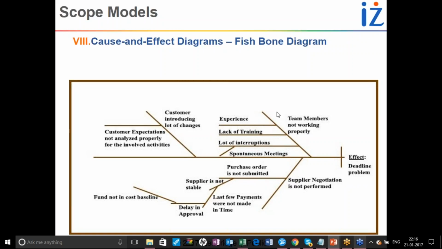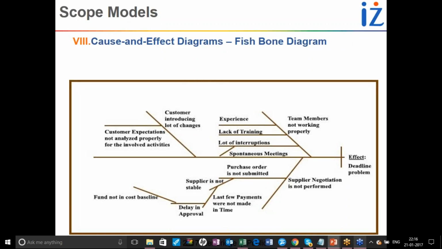team members not working properly, you need to work in this area, you need to work in the area of supplier negotiation, you need to work in the area of the customer introducing a lot of changes, and then if you are working on supplier negotiation, you need to work here, or you need to go until the fund is added to the cost baseline. So these are logically related, and this pictorial representation is giving you an idea of what features and functions need to be in the system, and what needs to be addressed in the solution, because there is a logical flow of information.